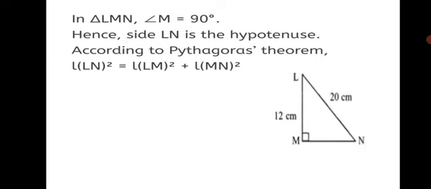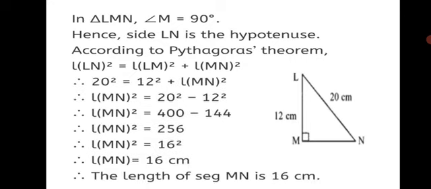According to Pythagoras theorem, LN square is equal to length LM square plus length MN square. Substituting the values, we get 20 square is equal to 12 square plus length MN square. Now length MN square we don't know, so we write it as equal to 20 square. 12 square gets subtracted on the other side. So 20 square minus 12 square is 400 minus 144 is equal to 256.